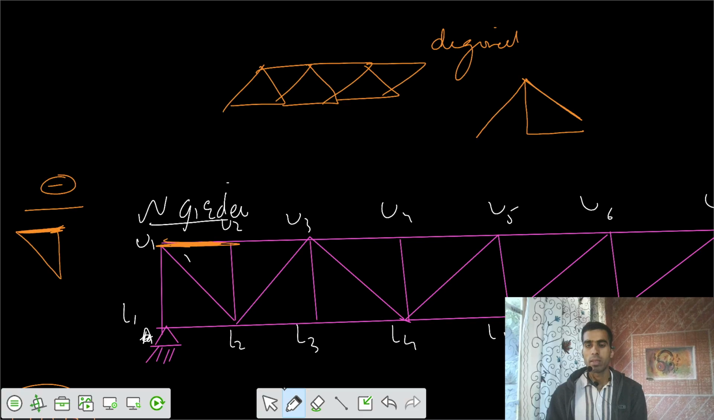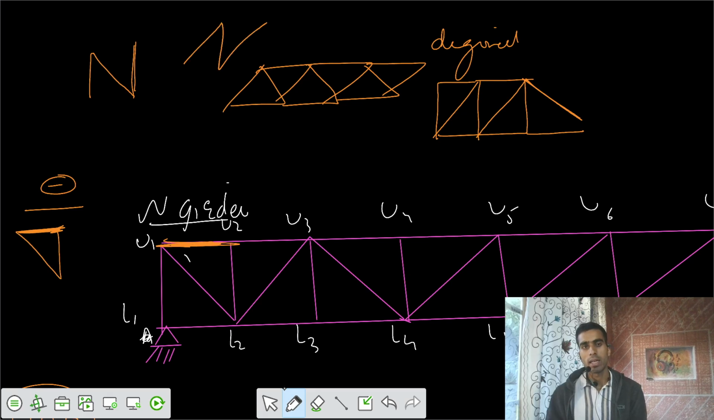One of the members is inclined, one of the members is vertical. In this fashion we have. So this is the difference between the previous problem and this one. This is your N girder. It takes the shape of N. In the previous one, it was taking inclined N.